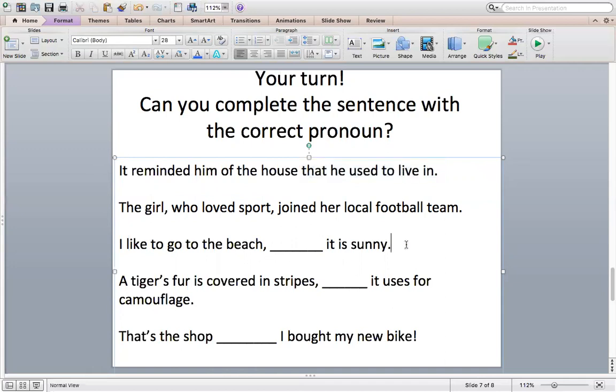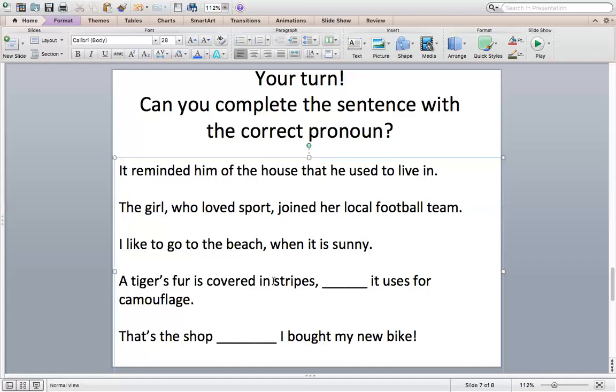Let's look at number 3. I like to go to the beach, blank, it is sunny. Okay. I like to go to the beach when it is sunny. I like to go to the beach makes sense on its own. This is additional information, therefore it's non-essential. We need to put our comma.